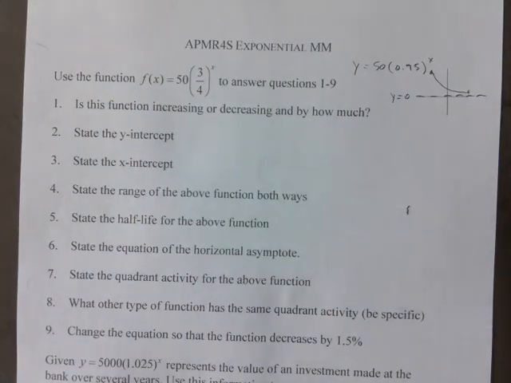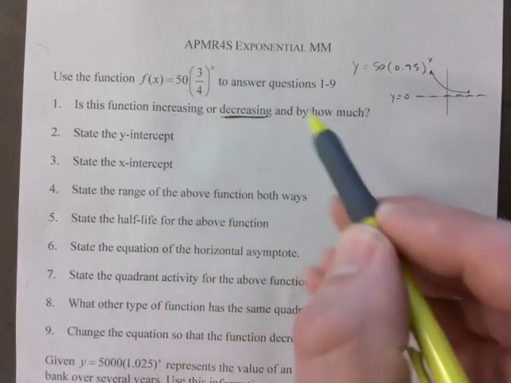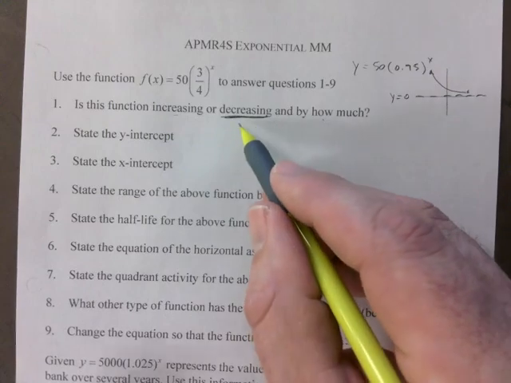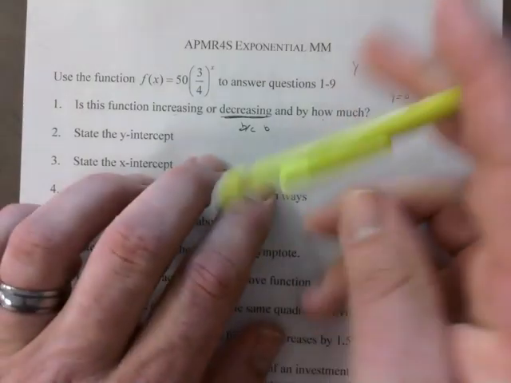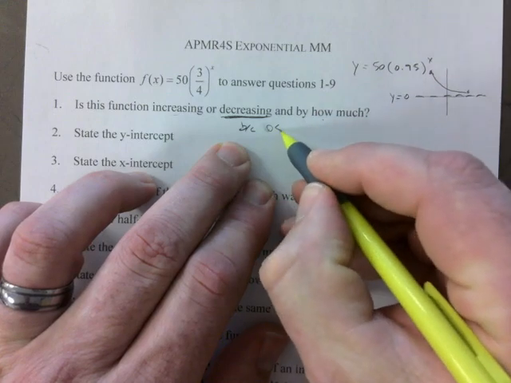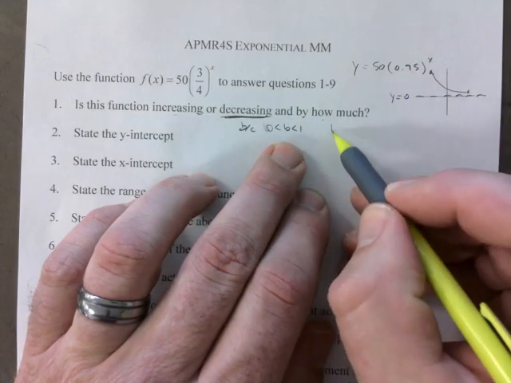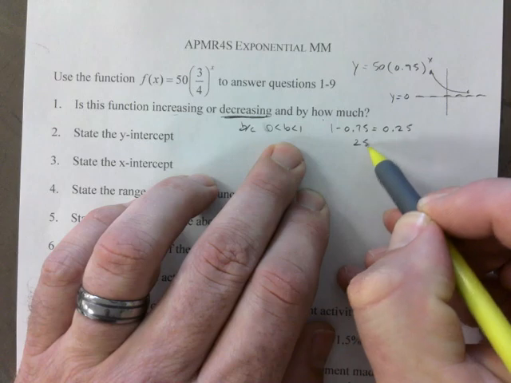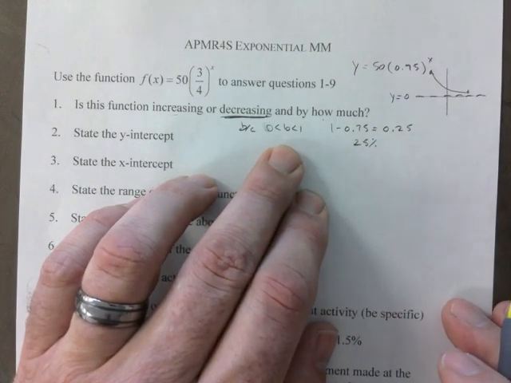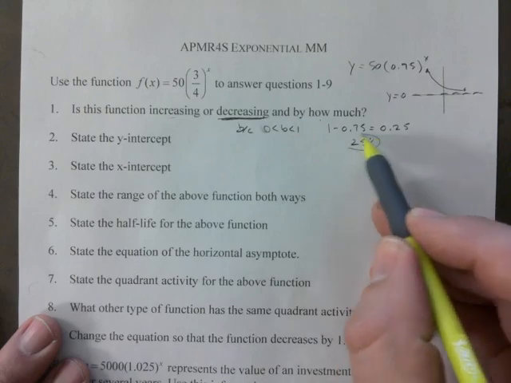When it's a logarithmic, x is equal to 0 is the vertical asymptote. Anyways, is the function increasing or decreasing? It's decreasing, because b is between 0 and 1. And by how much? 1 minus 0.75, that's 0.25, so you can say 25%. We don't know what the units are for x, so per unit. 25% every time.